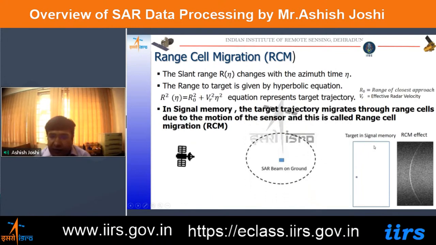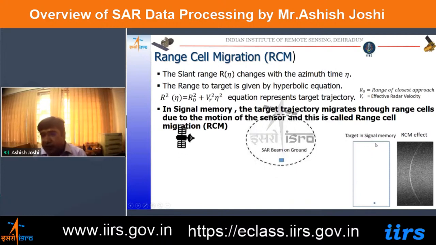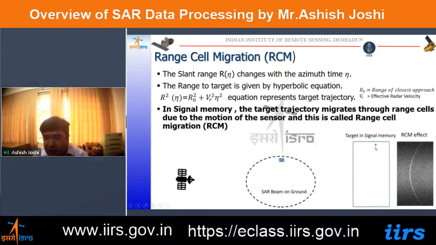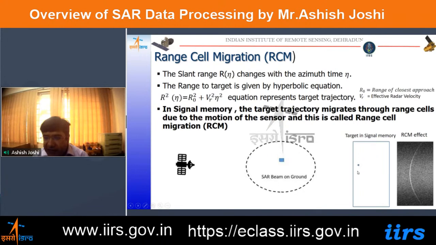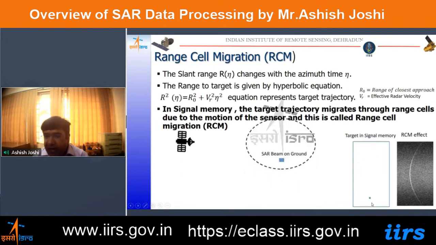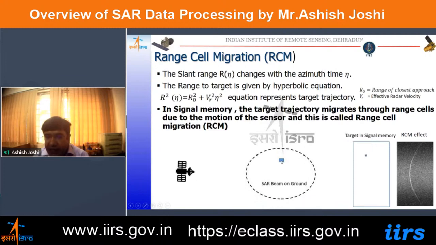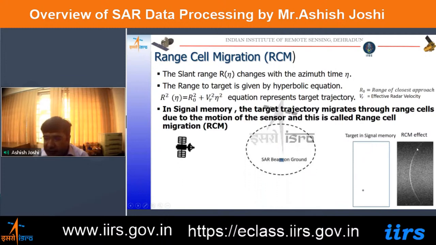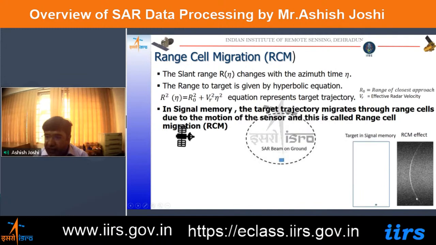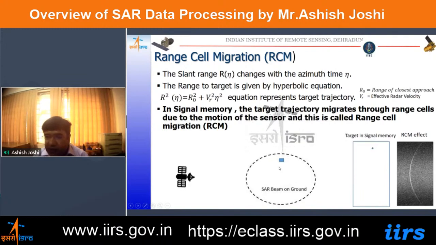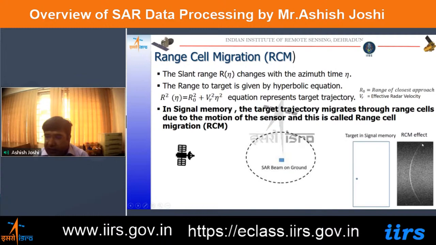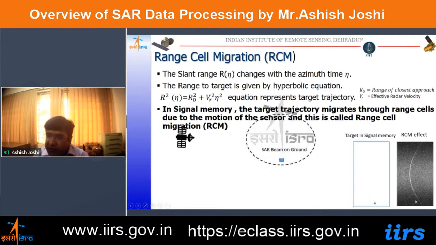So in the signal memory, the same target response is written in this fashion. Okay, it is following the hyperbolic equation. So a single point target in the azimuth is spread in the azimuth direction along this curve.